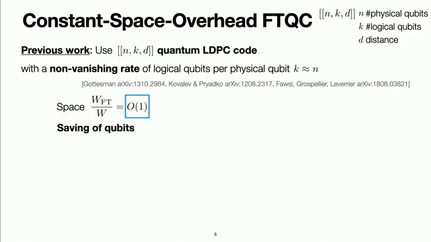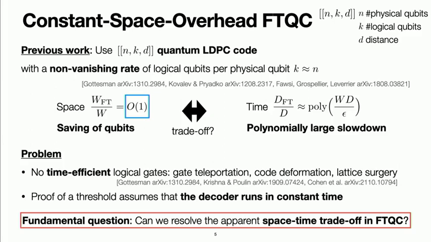Motivated by this, these days people are interested in optimizing quantum LDPC codes, and as you see, a lot of work has been done also in this conference. However, existing protocols incur polynomially large time overhead. In particular, there are several ways to implement gates on these codes, such as gate teleportation, code deformation, and lattice surgery. But none of them has been proven to be time efficient in general.